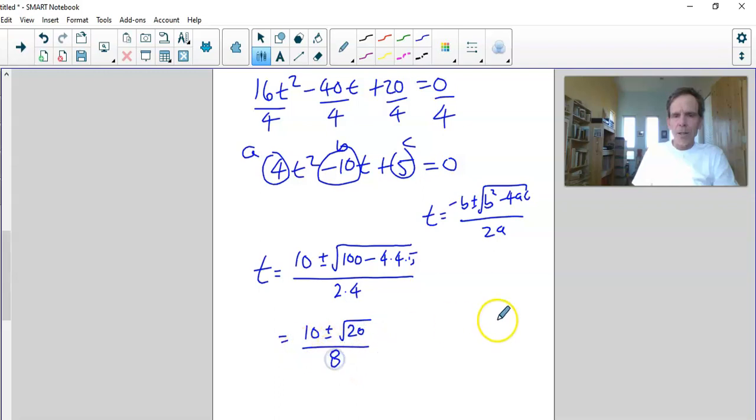all over 8. So square root of 20, that's square root of 2 times 2 times 5. So we can see that we've got 4 underneath. We've got a pair of 2's. We can write this as 2 square root of 5. That'll make our answer look a little nicer. All right, so this will be 10 plus or minus 2 square root of 5 over 8.